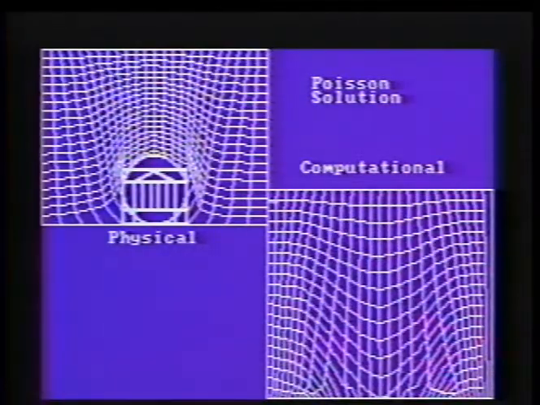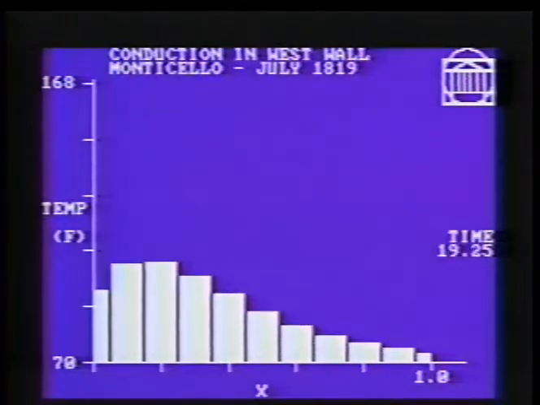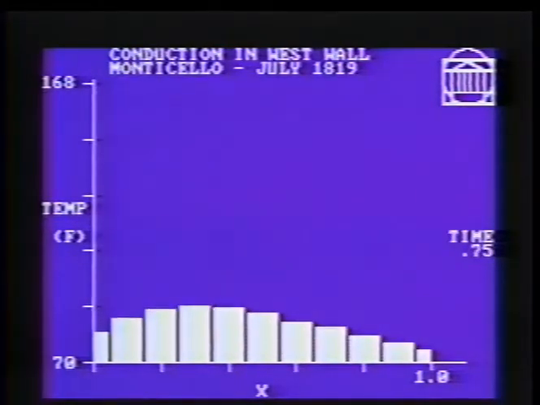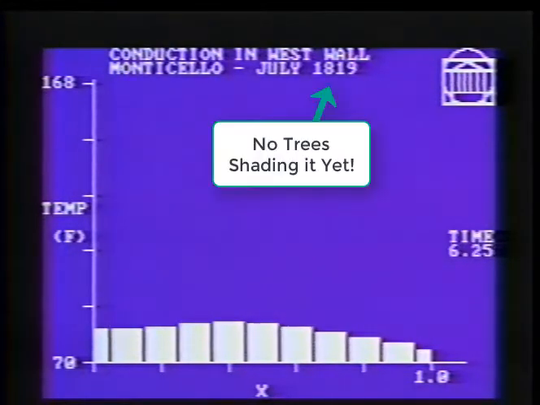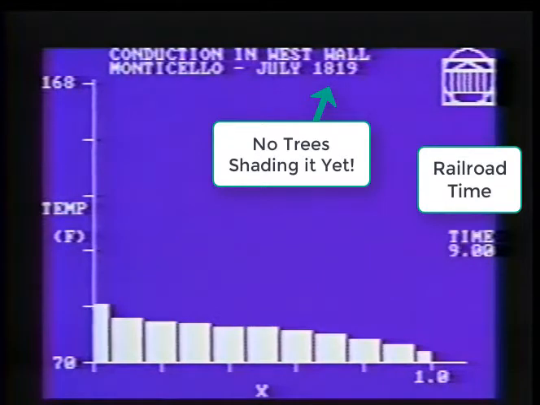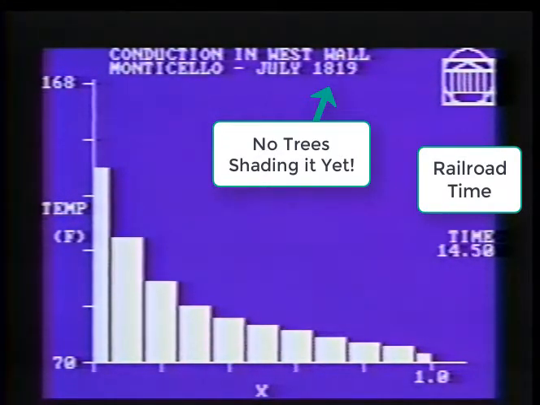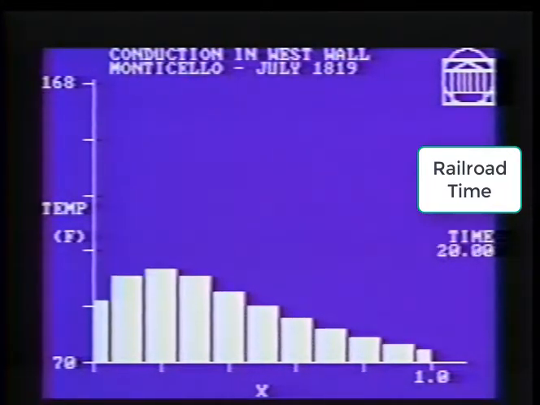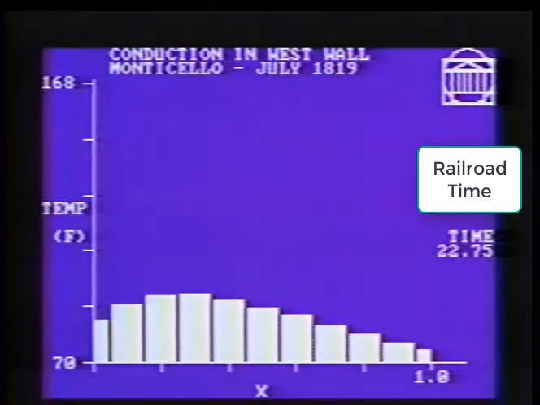In this one, we look at a one-dimensional transient conduction problem in a geometry that's close to home. I've used the properties of the walls at Monticello. That is, they are 18-inch thick brick, and I've used a boundary condition at the outer surface of the walls that's appropriate for a day in July with the sun shining directly on it. There's a clock over on the right-hand side of the screen to tell you the hour of the day.